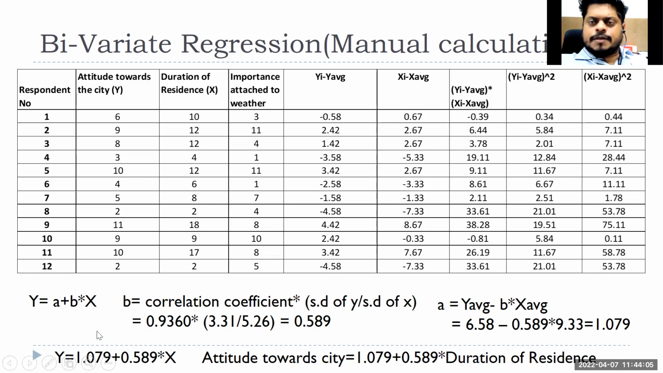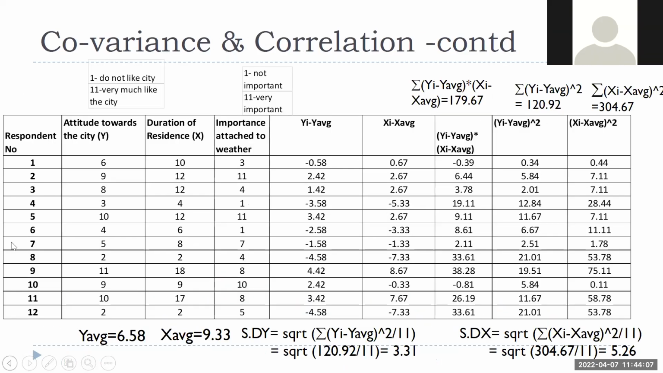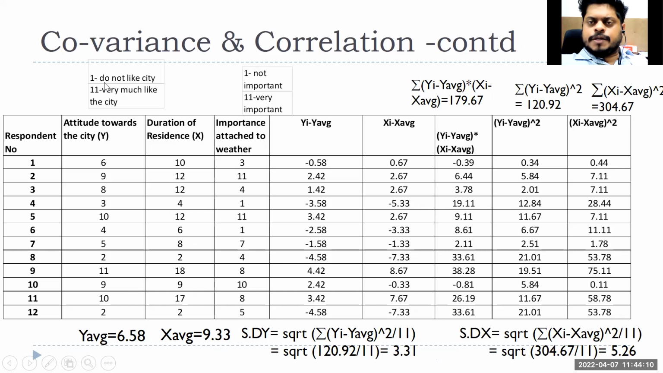y is becoming 13. Now the problem is, my attitude towards the city is measured in a range of 1 to 11. So then what does this 13 mean? I do not have a value of 13. I have only the range of 1 to 11. So now what does 13 mean?